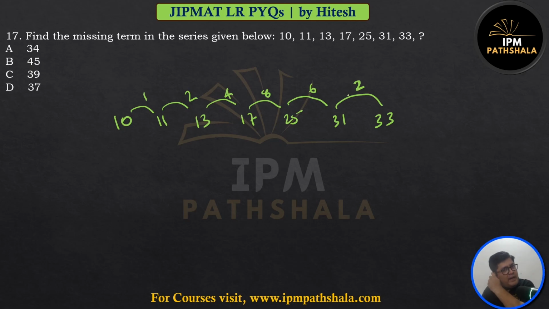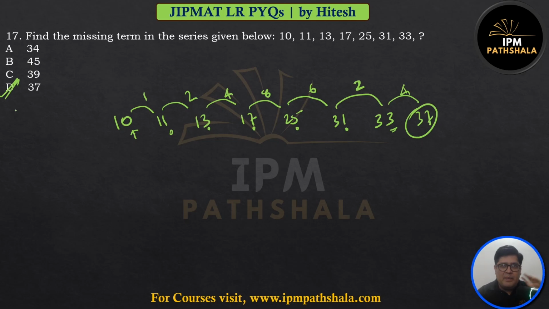A lot of people complicate and apply different methods and whatnot. See, the unit digit is 0, I'm adding 1. Unit digit is 1, I'm adding 2. Unit digit is 3, I'm adding 4. Unit digit is 7, I'm adding 8. Unit digit is 5, I'm adding 6. Unit digit is 1, I'm adding 2. Unit digit is 3, what will I add? I'll add 4 to this. This is 37. That is your answer.